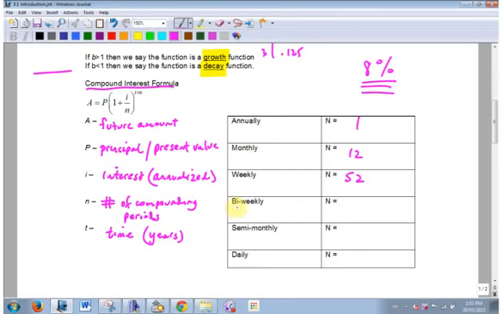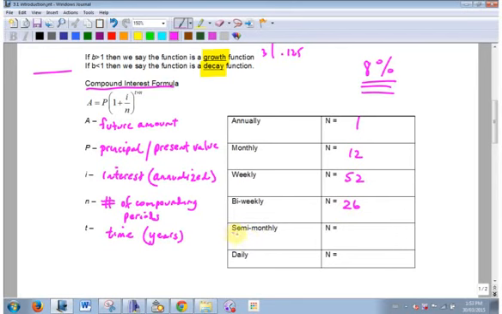Bi-weekly. How many wheels does a bicycle have? So this is every 2 weeks. There's 52 weeks in a year. So if this is compounded bi-weekly, that's 26 times, which is different than semi-monthly.